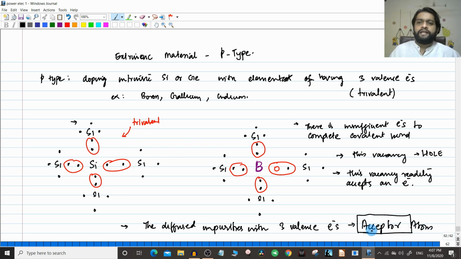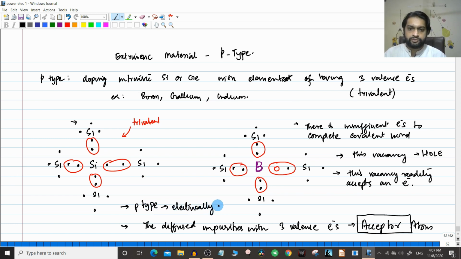All these things you might have already learned, but I am taking them once again so that when you look at this power electronics course, we all come to the same level in understanding the future topics. So the diffused impurity with 3 valence electrons is called an acceptor atom. I hope I am clear here. For the same reasons that an n-type material is neutral, the p-type material is also electrically neutral.